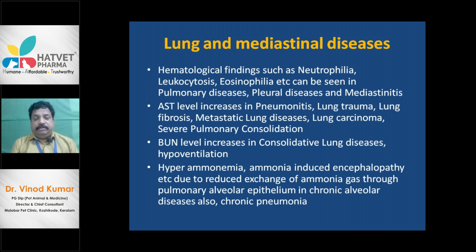In lung and mediastinal diseases, we can go for hematological and blood biochemistry studies. In lung and mediastinal diseases, hematological findings such as neutrophilia, leukocytosis, eosinophilia, etc. can be seen in pulmonary diseases, pleural diseases, and mediastinal diseases. And coming to the blood biochemistry levels, ALT level increases in pneumonitis. Pneumonitis only, not in pneumonia, because in pneumonia there is no inflammation of the lung parenchyma. There is only inflammation of the pulmonary alveolar borders. So AST level increases in pneumonitis, lung trauma, lung fibrosis, metastatic lung diseases, lung carcinoma, and severe pulmonary consolidation. In all these conditions, AST level increases.